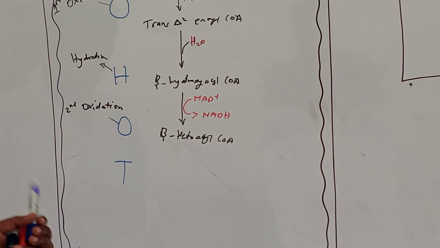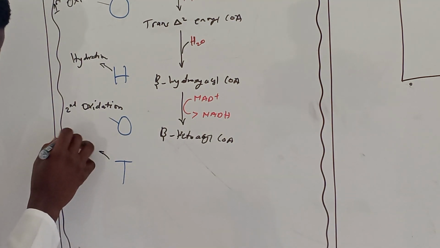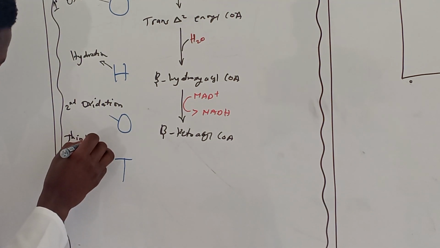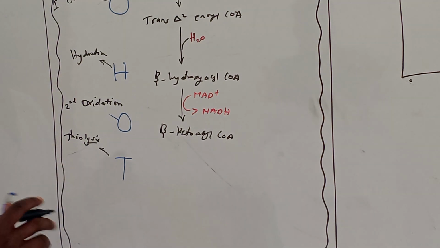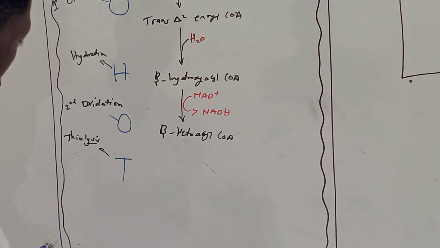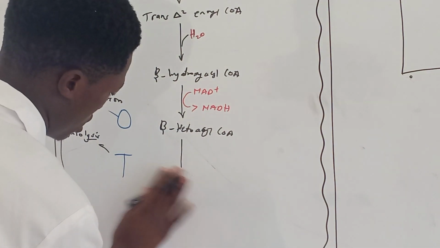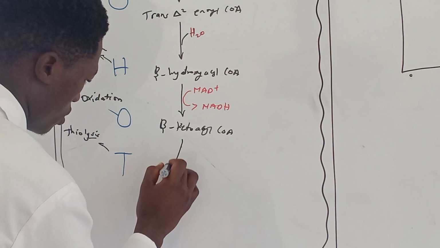Alright, then I'm going to the last step, guys. This last step is going to be called thiolysis. Lysis. I'm going to lyse. Let us see what's going to happen there. Alright. So then actually, we're going to form two products.